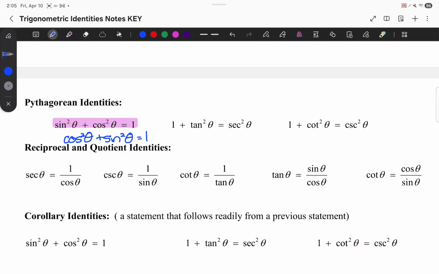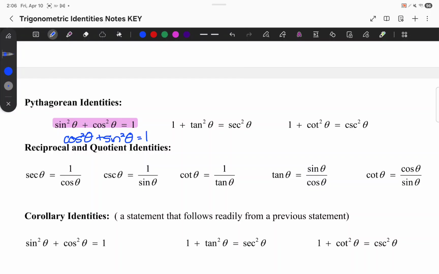So the other 2 that you would come up with when you divide by x squared or by y squared are the other 2 Pythagorean identities. They come from the same equation, but we're not going to derive all 3. We're basically just going to say that all 3 of them are true. If you want to check one, you can try it yourself, and be surprised that it's true.